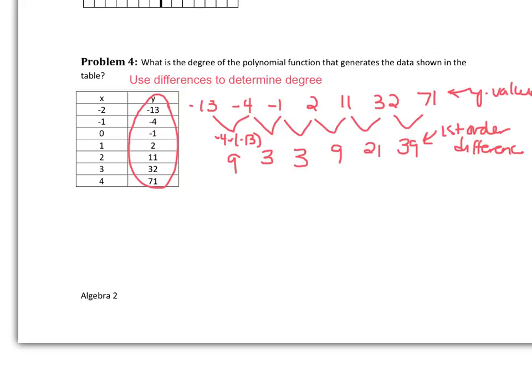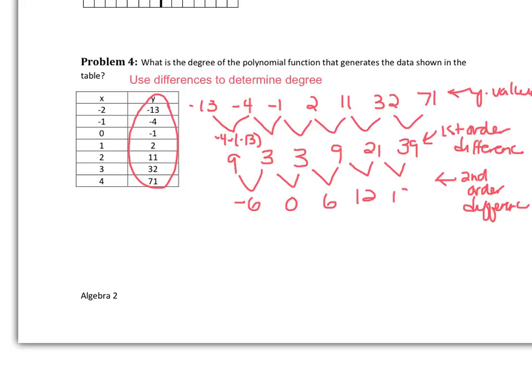When we get all of those numbers going across in that row to be the same number, it's constant, then we know our degree. So it didn't work yet. We're going to go down to our second order difference, and we're going to keep doing this until we get what we're looking for. So 3 minus 9 is negative 6, 3 minus 3 is 0, 9 minus 3 is 6, 21 minus 9 is 12, 39 minus 21 is 18. That's our second order difference, still not a constant.